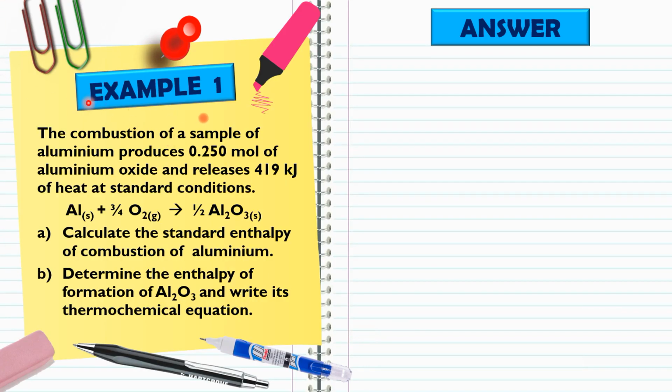The combustion of a sample of aluminium produces 0.25 mole of aluminium oxide and releases 419 kilojoule of heat at standard condition. So here is the equation. Calculate the standard enthalpy of combustion of aluminium. First, we refer to the equation. The equation here already represents the enthalpy of combustion of aluminium. And the clue given here is that 0.25 mole of aluminium oxide releases 419 kilojoule.